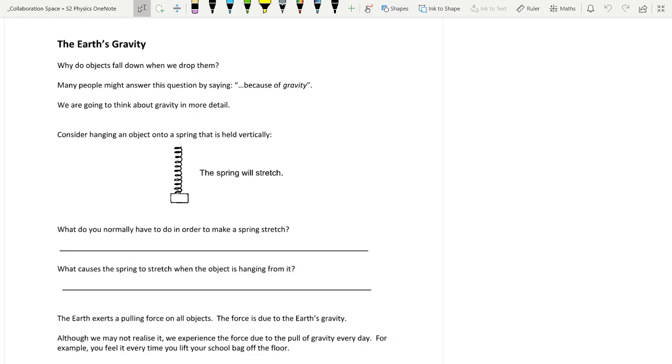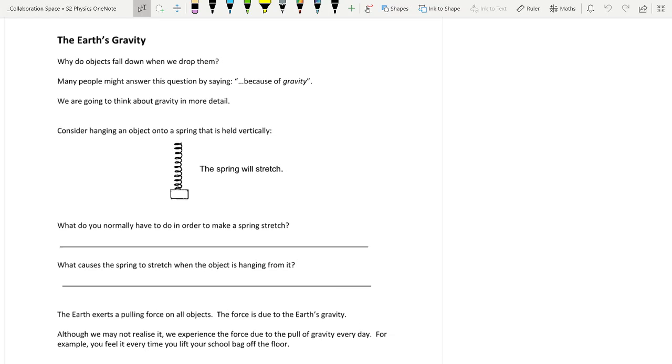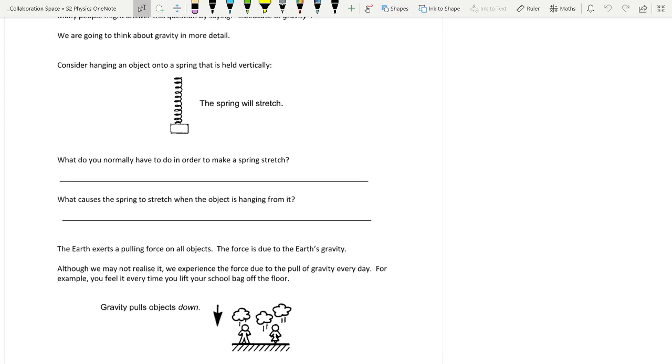Okay, so the Earth's gravity. Why do objects fall down when we drop them? Many people might answer this question by saying because of gravity, but we're going to look at that in a bit more detail. So I asked you to have a quick look at these questions. Consider hanging an object onto a spring that is held vertically, just hanging at the end of a spring. What do you normally have to do to make a spring stretch?